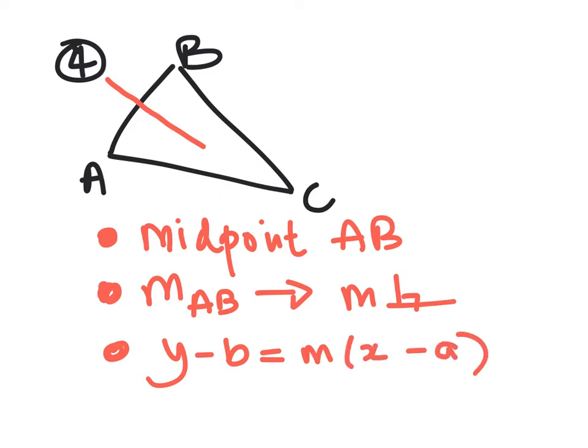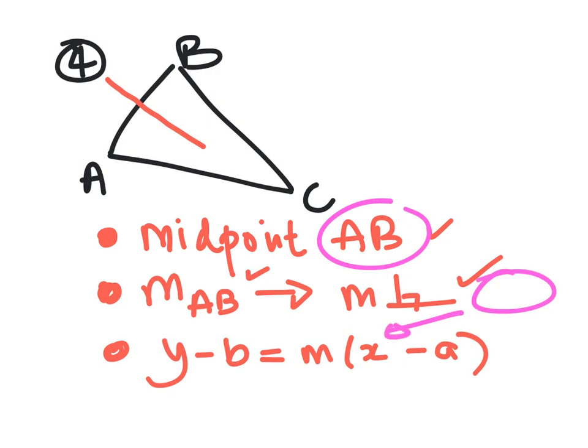Okay, so 4 stages this time. Find the midpoint of AB, find the gradient of AB, that will then lead you to the perpendicular gradient, and then use the midpoint, that's the important part, and the perpendicular gradient in the formula.